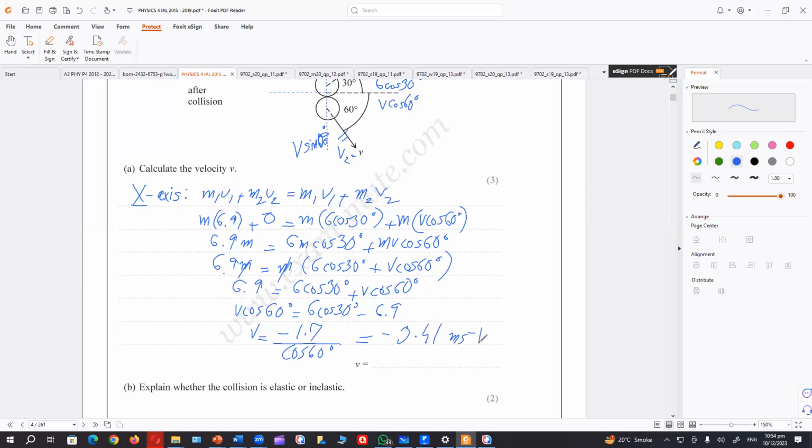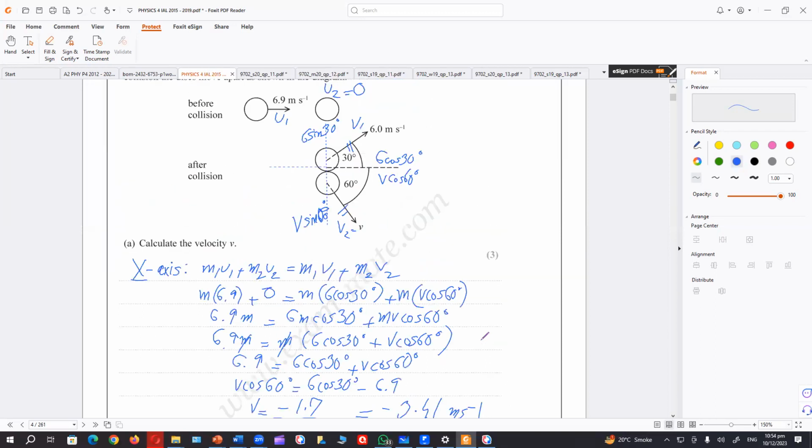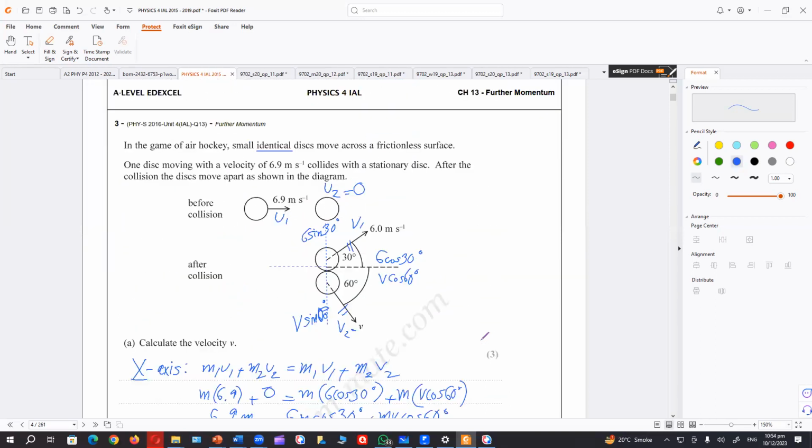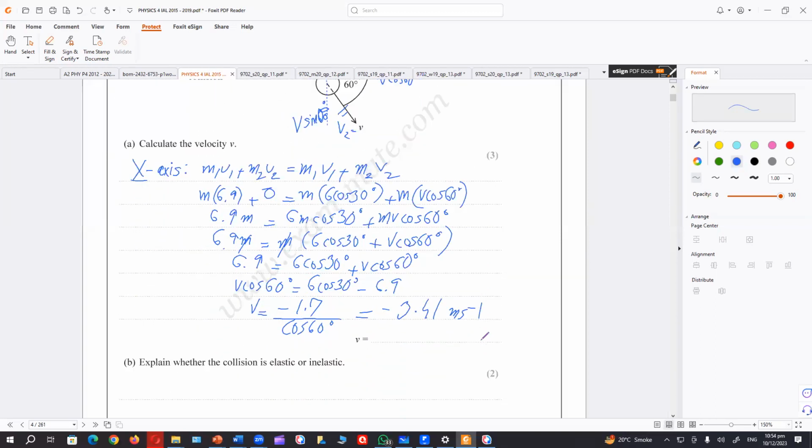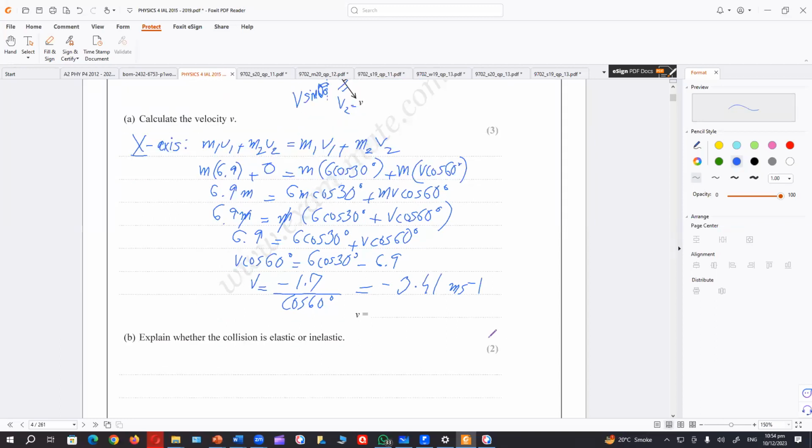That's the value for V, right? That's for the x-axis. But then sir, what about the y-axis? We didn't use it. We are not asked to; we choose one, because we have used one equation and it got solved. Okay, so we do not need to solve for the second part.